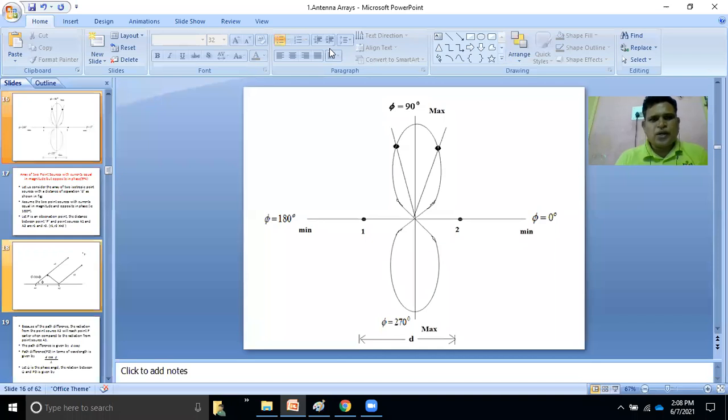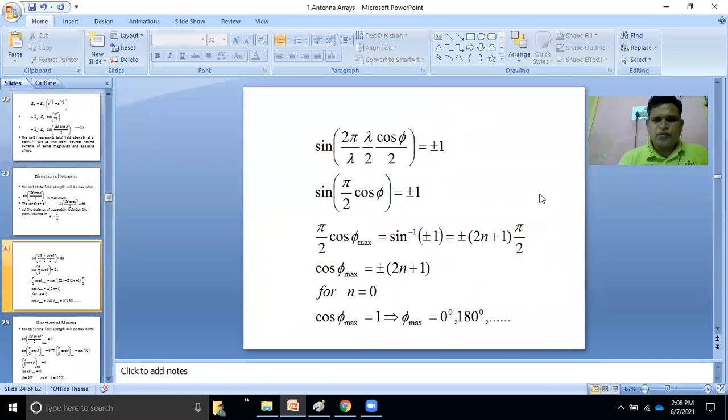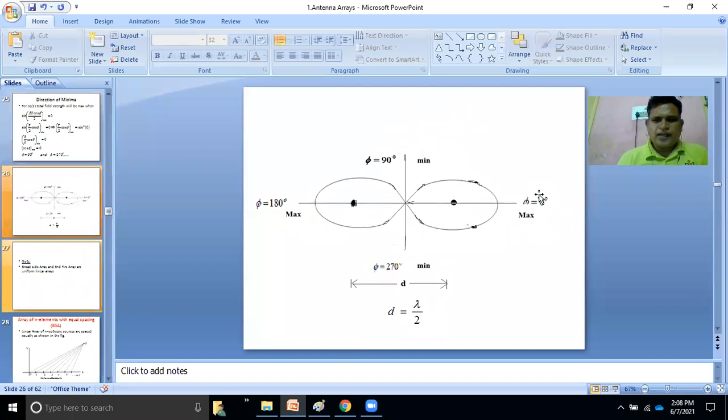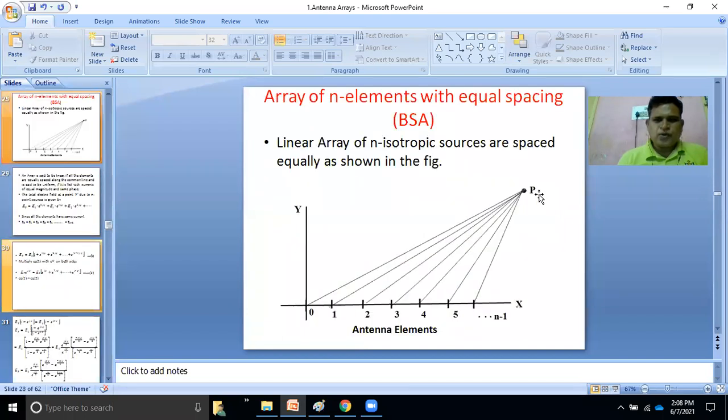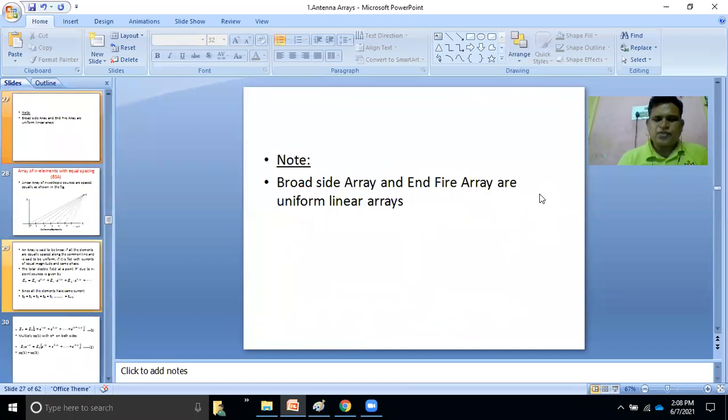Dear students, we have only 2 minutes left. I will stop here. From tomorrow's class I will continue. Today we have seen the two antenna array case. Tomorrow we'll see n elements. We'll take n elements and try to find out that we get the same kind of pattern.